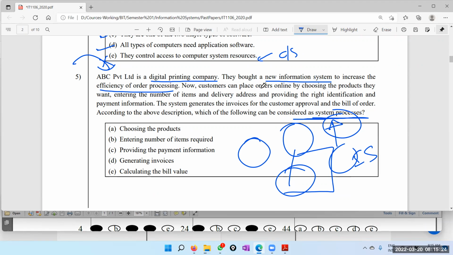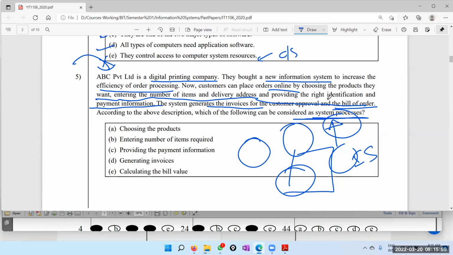Now the customer can place orders online by choosing the product they want, entering the number of items and delivery address, and providing the right identification and payment information. The system generates invoices for the customer's approval and the bill of order. According to the above description, which of the following can be considered as system processors? So processing means some processing done by the system, not data entering or anything else.